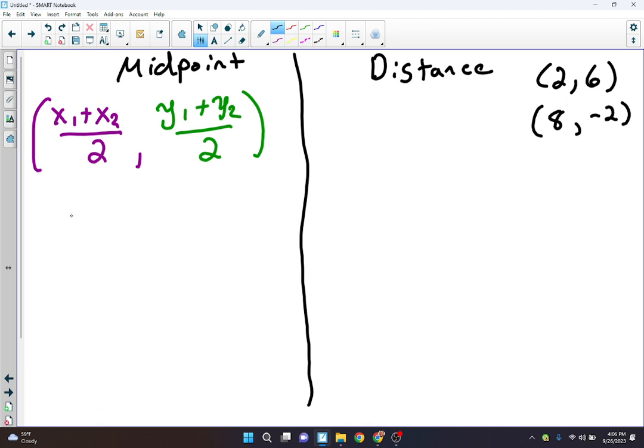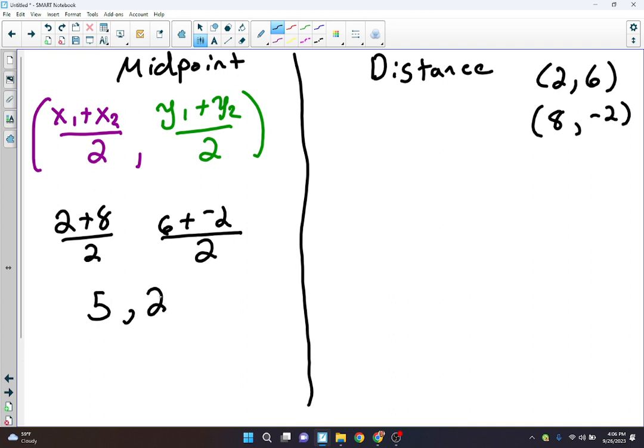This is how you find the midpoint. 2 plus 8 divided by 2 is 5. And then 6 plus -2 over 2. That's 4 divided by 2, which is 2. So 5, 2 is the midpoint. Remember, it's a point, so you should have an x and y value. Distance is just a value, so you should get one number.